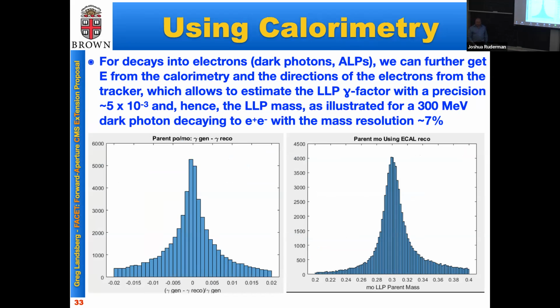And here is the use case where we use calorimetry. So for instance, for decays to electrons, dark photons or ALPs decaying to a pair of electrons, we get the directions from the tracker with the resolution I showed you, and then we get the energy from the calorimeter. And basically this is the mass resolution for the parent particle which decays into a pair of electrons. This was a 300 MeV dark photon, and you see that the resolution is about 7%, which is not bad.